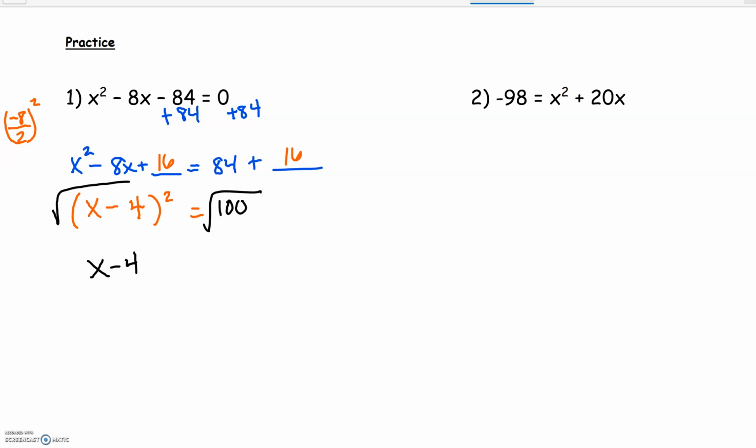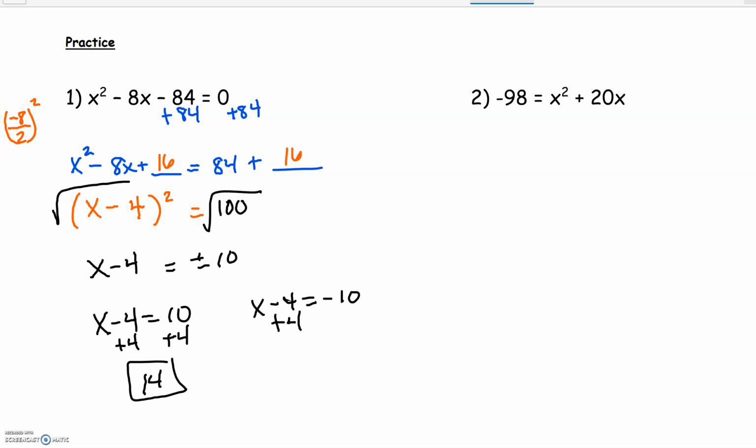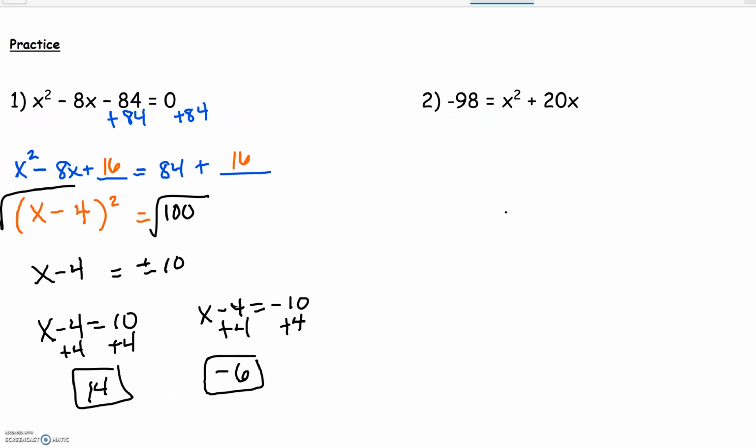So x minus 4 equals plus or minus 10. Square root of 100 is 10. So x minus 4 equals 10. X minus 4 equals negative 10. Or you can add that 4 and then do your two solvings. So it's up to you however you want to. So negative 6 and 14. So if you want to try this one, number 2, and then push play and check when you're ready.